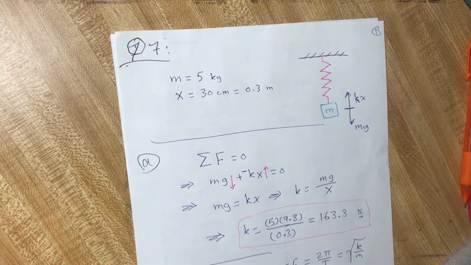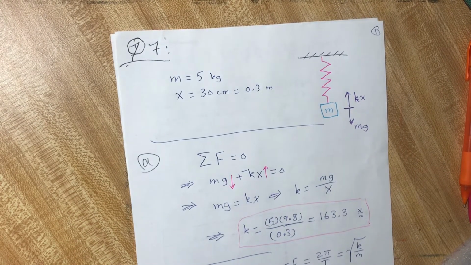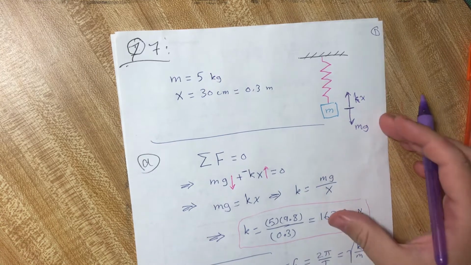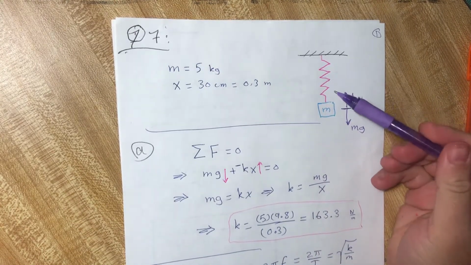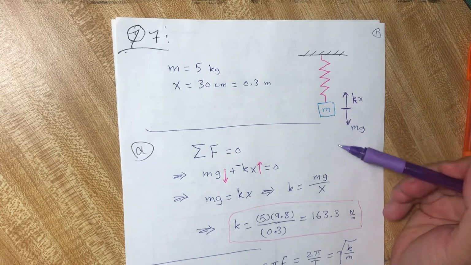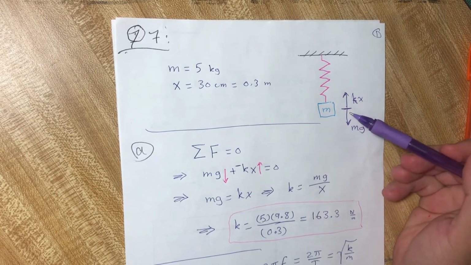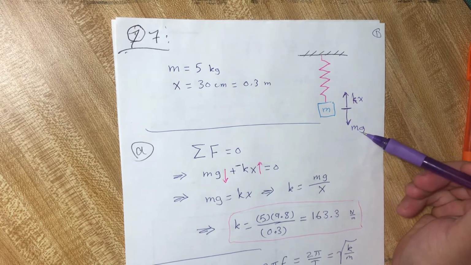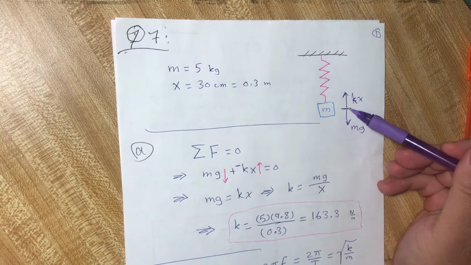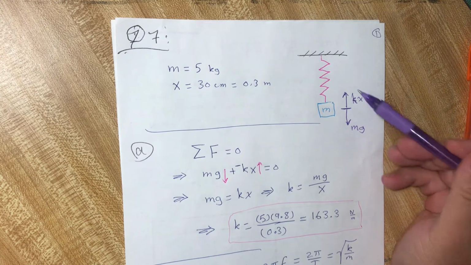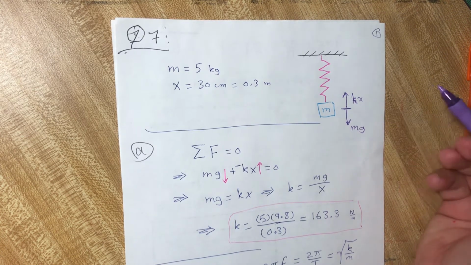Hi students, now this is question number 7. It is like question number 6. We have the spring, we have a mass, and this mass is under two forces, the weight downward and the Hooke's force upward.